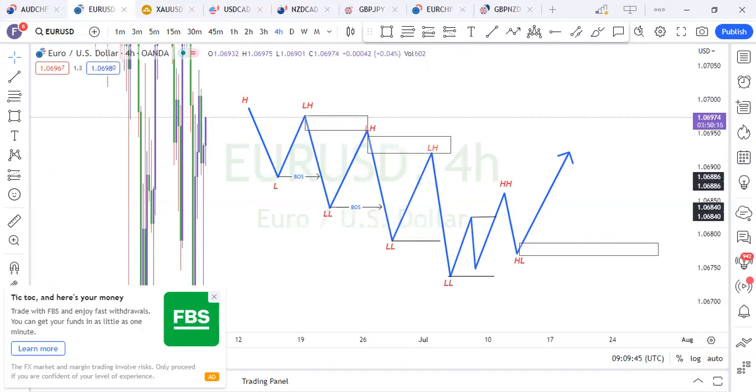Now let's go back to the chart. I think I'll use a fresh chart so that it can be much easier.